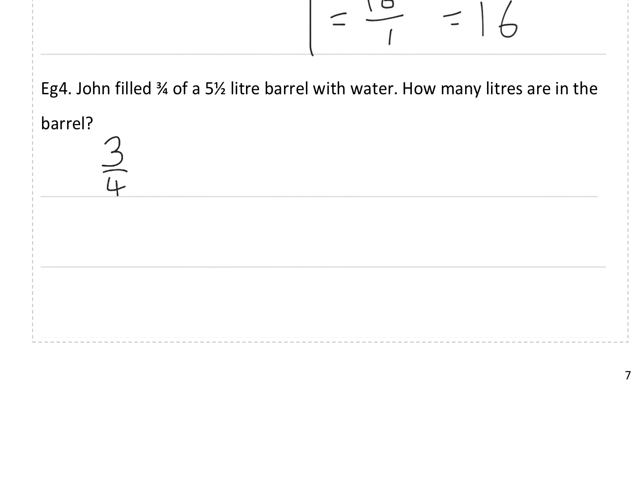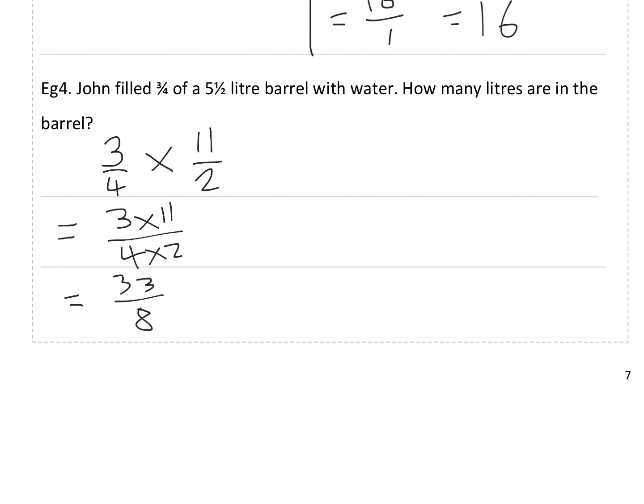and we can work out 3/4 of 5.5. 5.5 as an improper fraction: 5 wholes is 10 halves, plus the 1 is 11 halves. So we can work out 3/4 of 11 halves, of being multiply. We multiply the numerators together and the denominators together, and we get 33 over 8. Nothing cancelled down there beforehand.